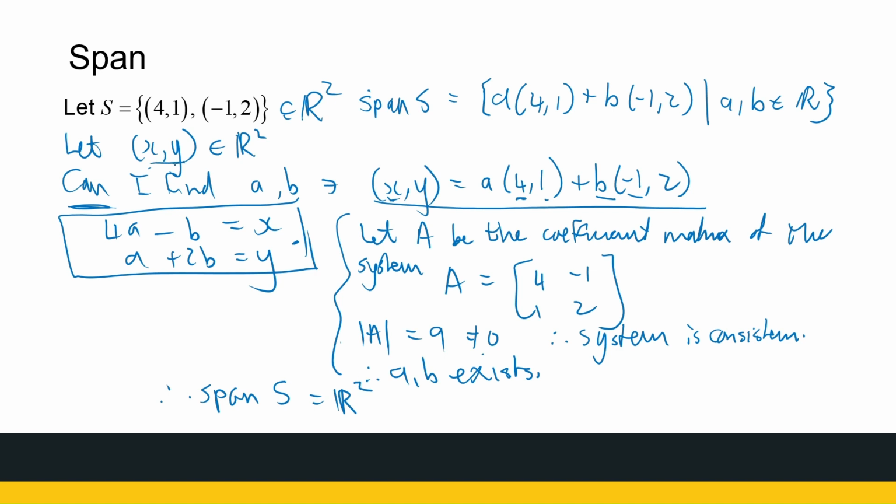Because I took an arbitrary element from R2 and showed I can write it as a linear combination. We didn't calculate the values of A and B because it depends on what X and Y I choose. But our knowledge of systems of equations helped me show that I will be able to find an A and B, irrespective of what X and Y are.